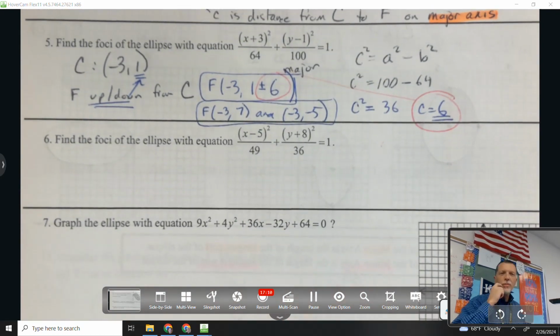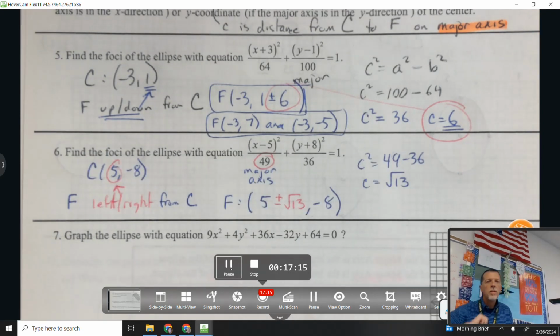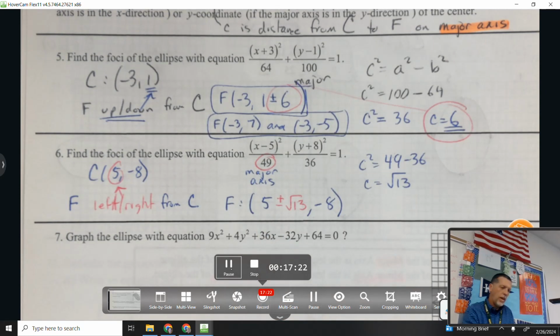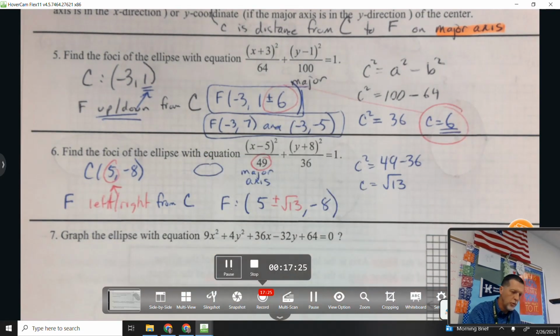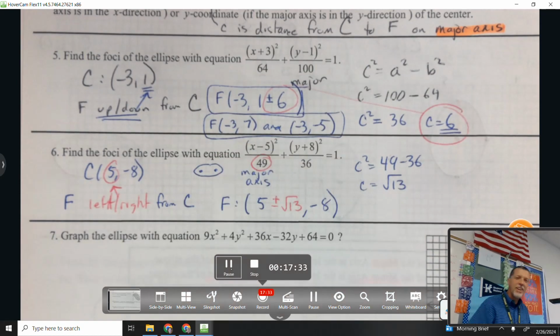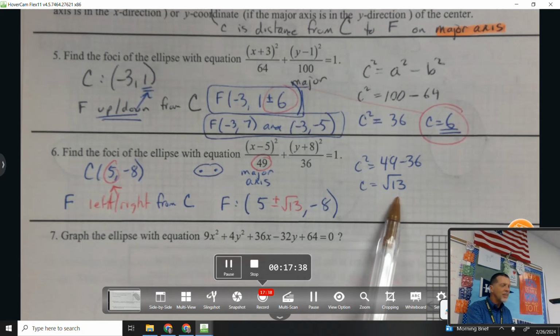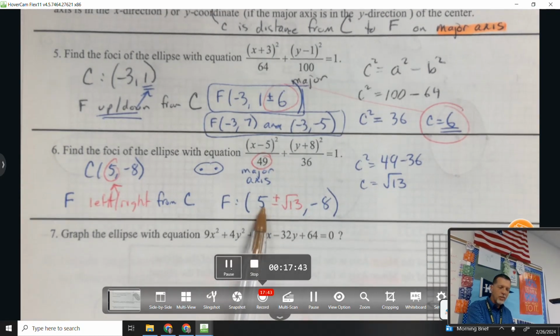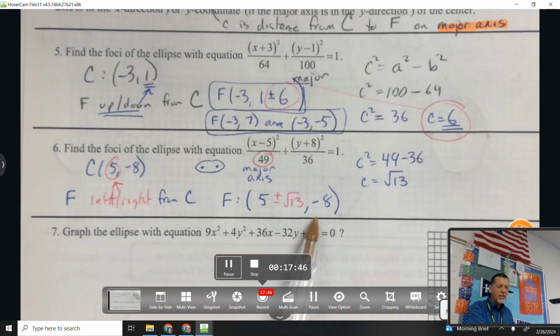You know what? Why don't you try number 6? Same question, different numbers. Try number 6. All right, so I find the center, and then I identify that the major axis is left and right. And some people even go so far as to do a little picture to help them visualize this is a left and right thing. So I know my foci are left and right from the center. So I find what that distance is. And if they're left and right, that means I need to adjust the x-coordinate. So x-coordinate plus or minus that distance, comma the y-coordinate.